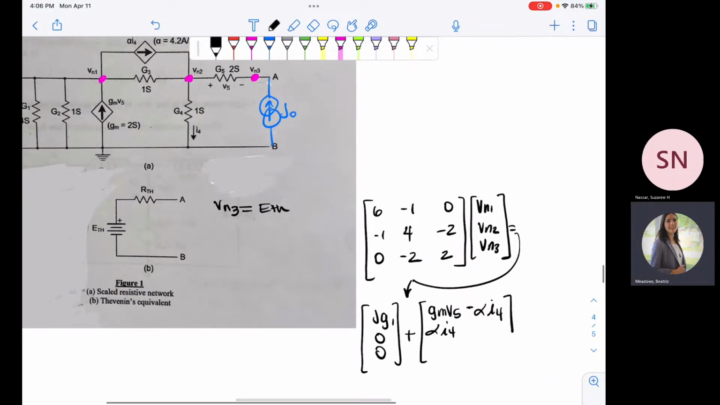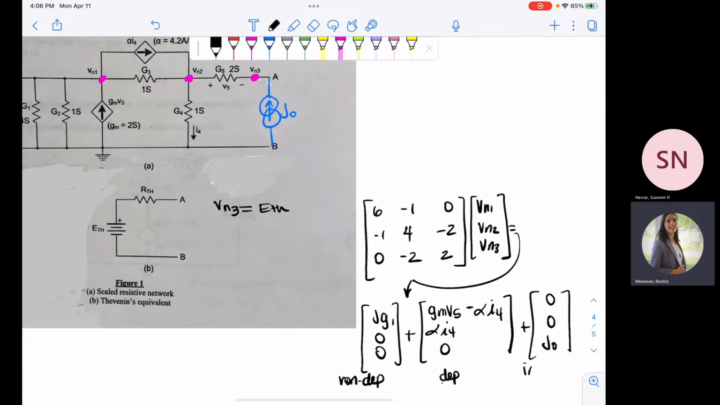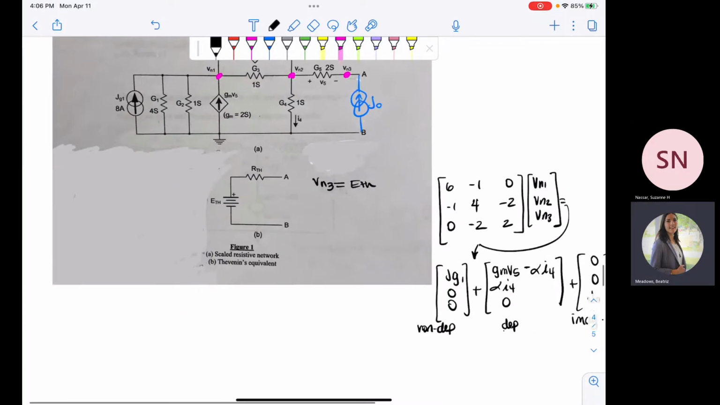I mean, yeah, but we're gonna add it over here. But you guys are right, into J. But there's nothing here. So this is our non-dependent. This is our dependent. This is our imaginary source I created. Right? So those are our things.